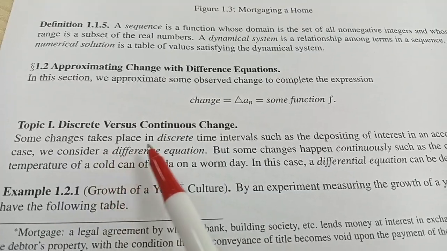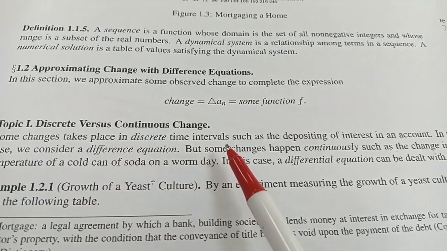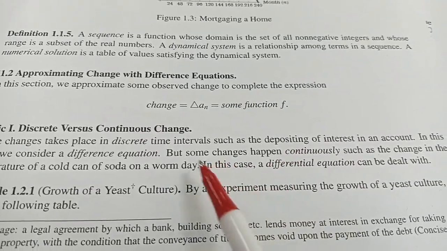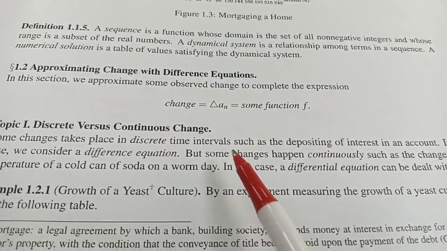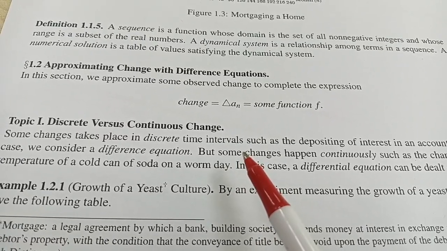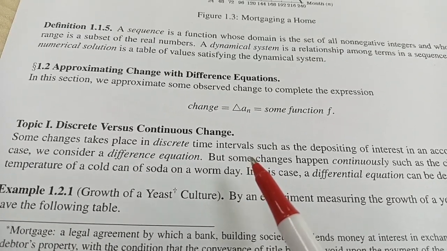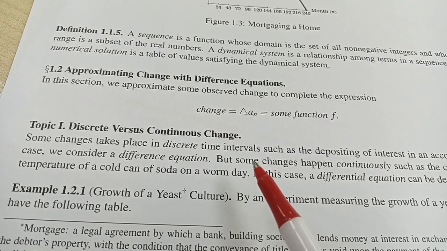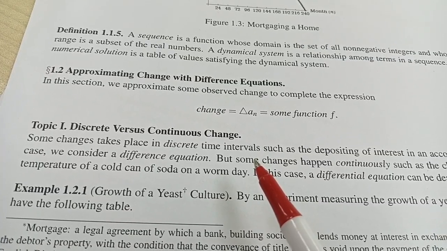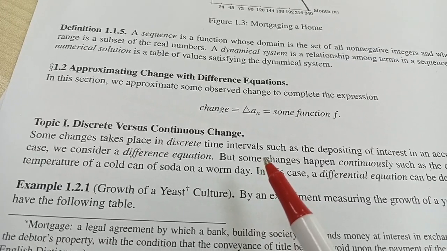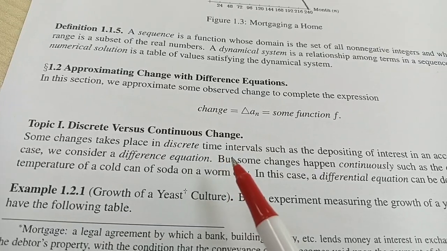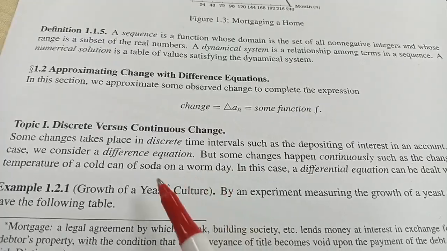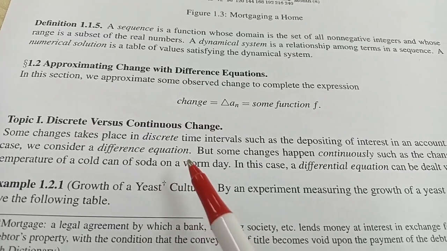Some changes take place in discrete time intervals, such as depositing of interest in an account. Normally the compounded amount of money is calculated in interval time, for example quarterly, yearly and so on. So that is about discrete time interval. The model that we develop is called a difference equation.